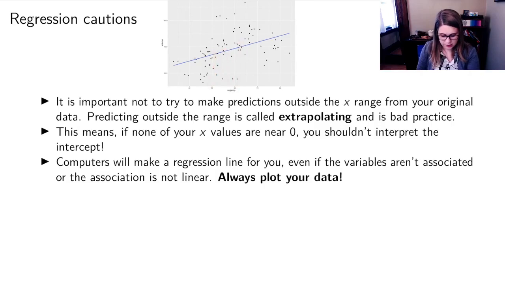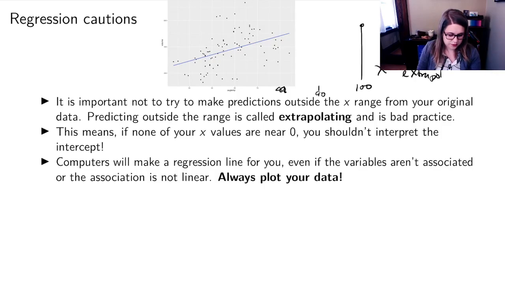But what if I said, okay, so this is 80 degrees. So I think that 90 would be here and 100 degrees would be here. What would the predicted value be for 100 degrees? That is a bad thing. This would be extrapolating, because the hottest day that we had in our data set was like 85 degrees maybe. So I can't make a prediction for 100 degrees.